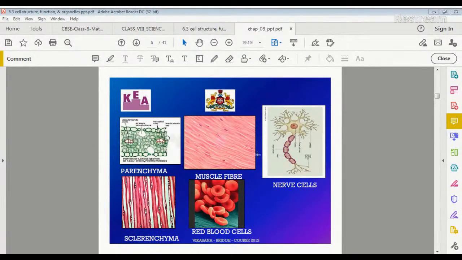Right. Next, the cell wall is an additional covering over the cell membrane in plant cells, and it gives shape and rigidity to these cells. Now, a bacterial cell also has a cell wall, isn't it?